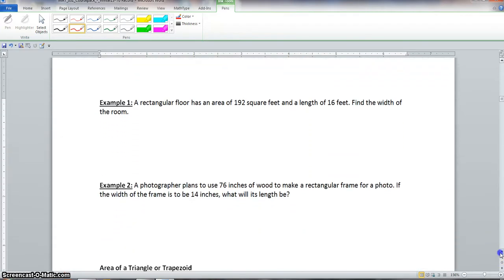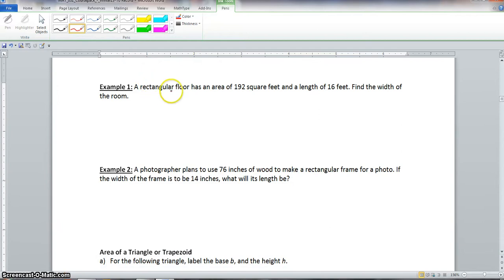Now we scroll down here to example 1. It says a rectangular floor has an area of 192 square feet and a length of 16 feet. Find the width of the room. So we have area is equal to length times width. Now it gives us the area, which is 192 square feet, and it equals our length, which is 16 feet. And we don't know what our width is.